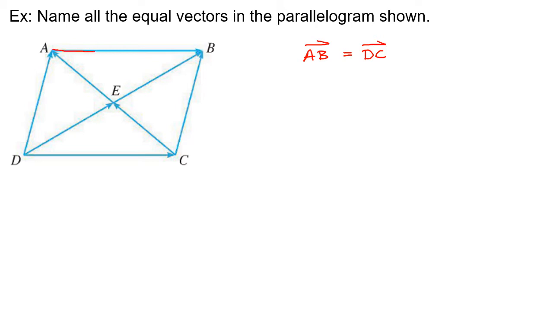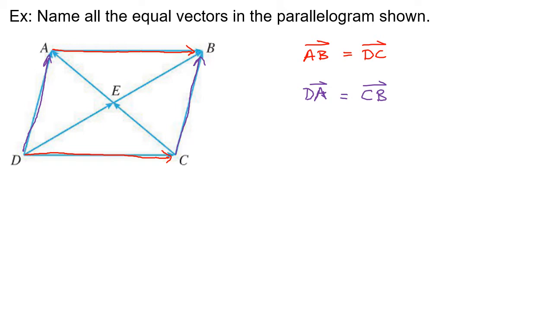So this vector here matches this vector here. Another one would be the other two sides. You have a vector going up and down on the left and a vector going up and down on the right. That would be vector DA, oops, that's an A there, would be equal to CB.